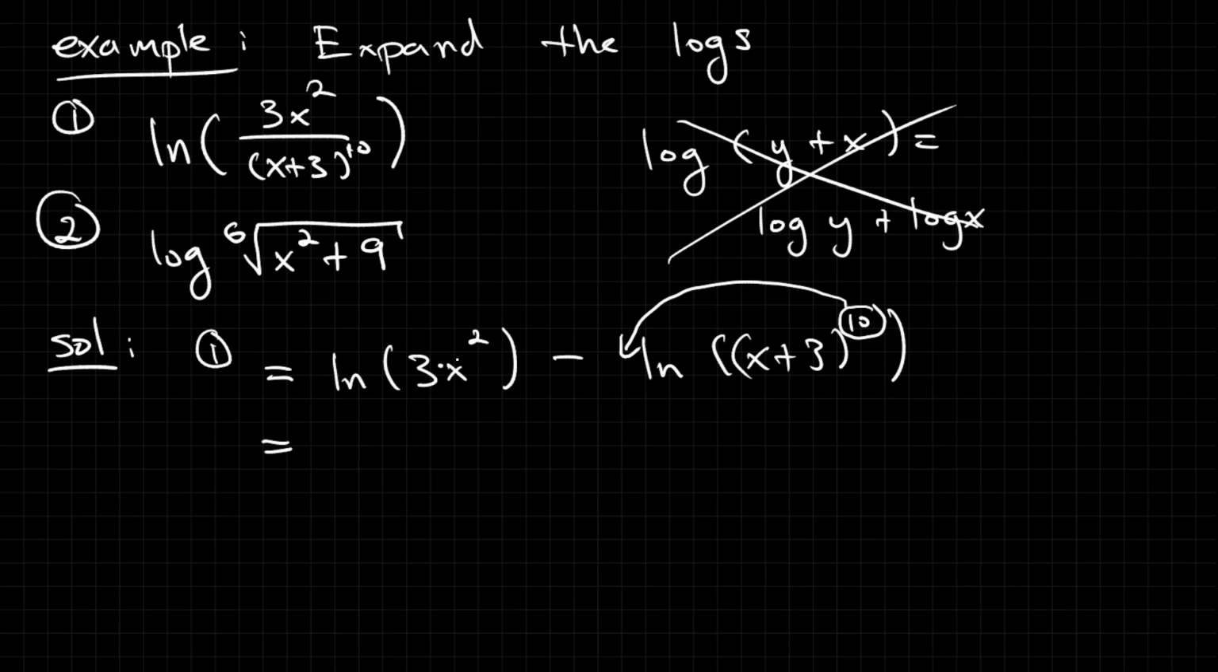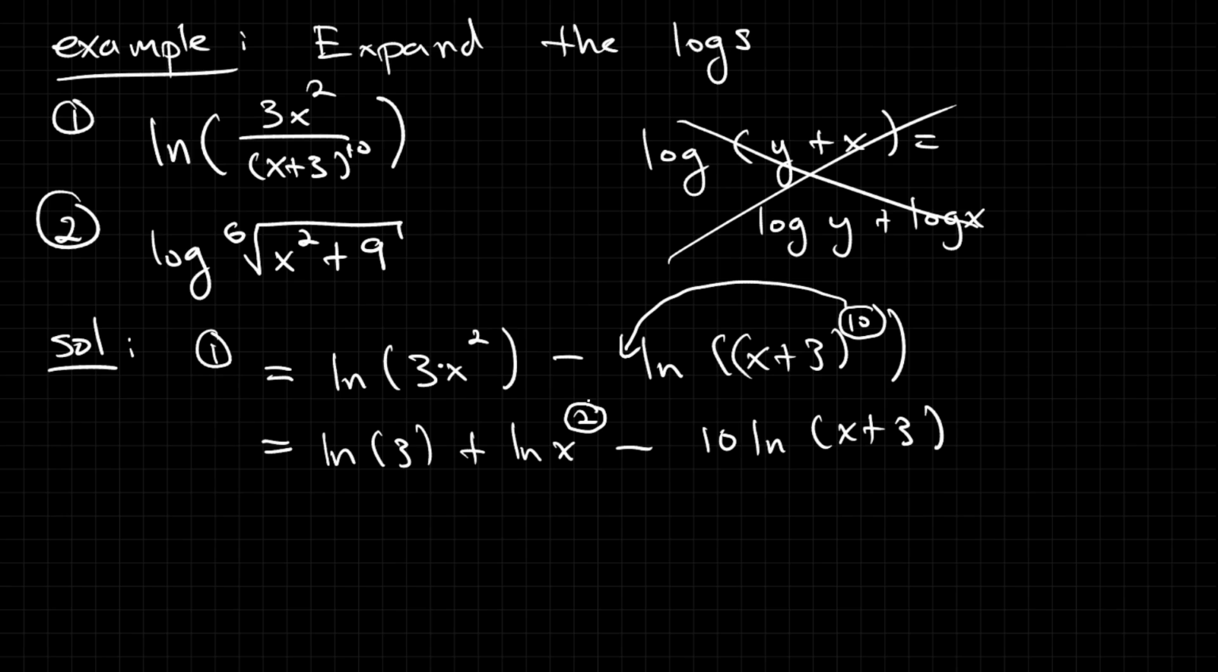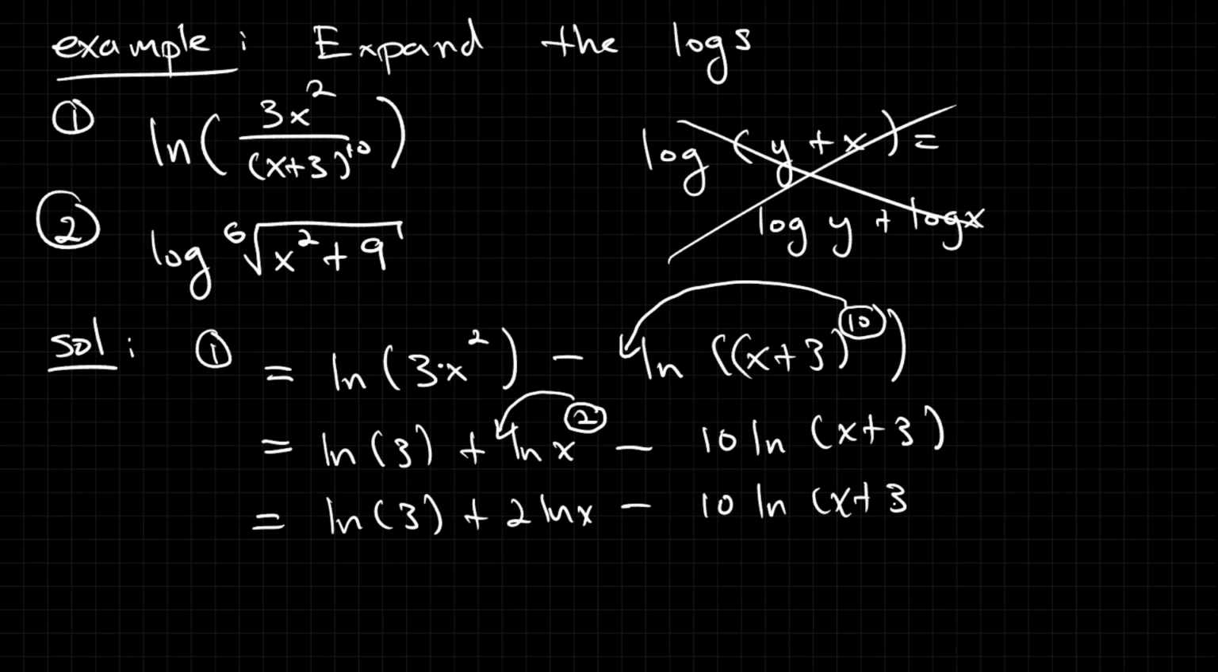And this first logarithm is the logarithm of multiplication of two things, which means we can use logarithm rule 1, which says this will be ln of 3 plus ln x squared minus 10 ln x plus 3. Finally, now in this second logarithm that I have written, everything in the logarithm is squared, so this can fall down, and we're just left with ln of 3 plus 2 ln x minus 10 ln x plus 3.